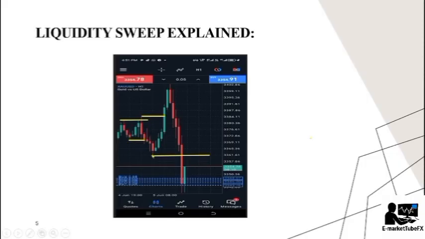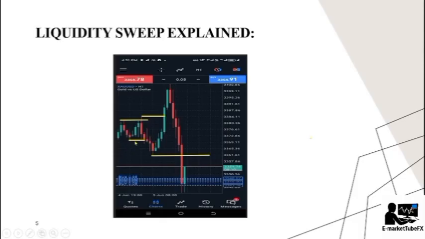So you see how the liquidity sweep works. You see how these market makers manipulate the market to fill their large orders. So if you have your stop loss here, to join the bullish move that went up, you have been taken out of the market.